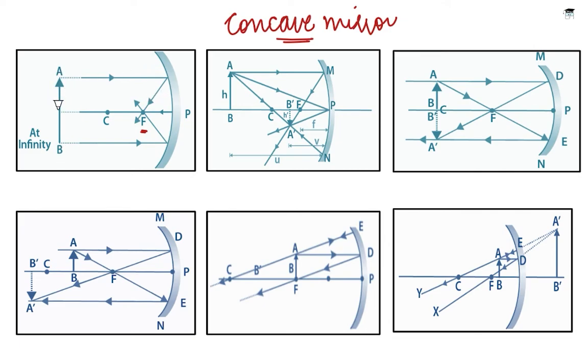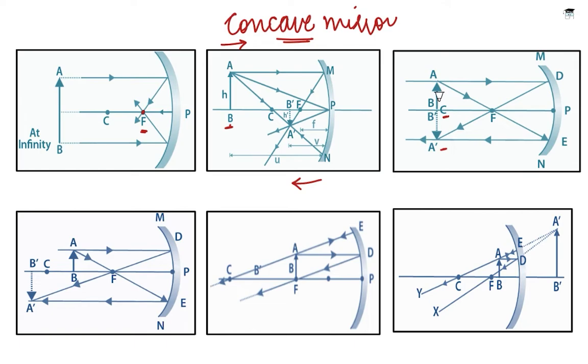When the object was at infinity, the image was at focus and it was diminished, very small. Now when the object is beyond C, the image is between C and F, so the image is moving in this direction as the object moves in this direction, and the size of the image has increased. Here it was point sized, here it has gained some size. When the object is at C, the image is also at C and of the same size as the object.